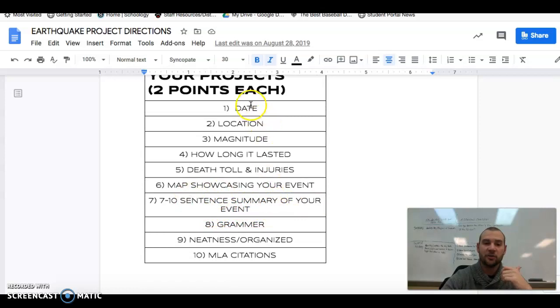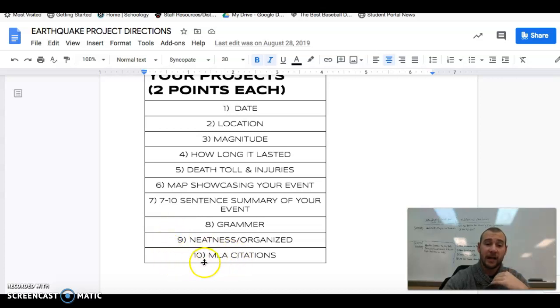Obviously, you have found all of these things up here. Now just put it into 1 or 2 paragraphs to give me the full story of what happened with your earthquake. You know, what time did it start? How long did it last? Just things like that. So just put it into paragraph form. Obviously, with that comes number 8, 9, and 10: grammar, neatness and organization, and MLA citations.